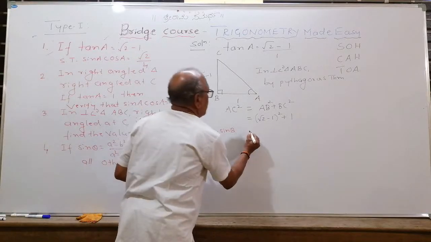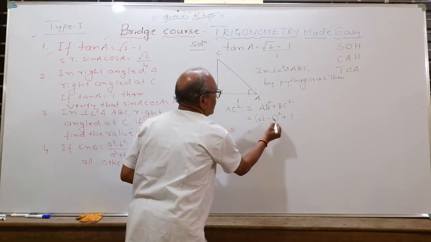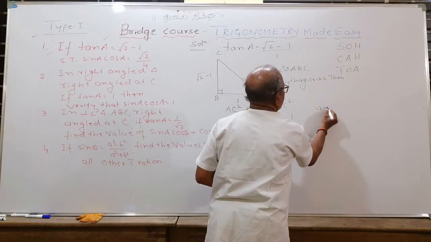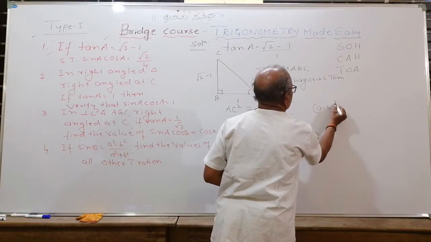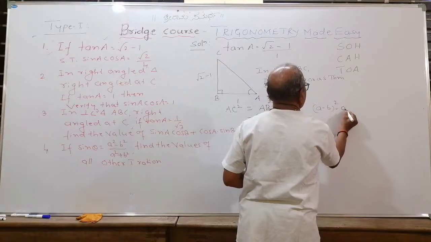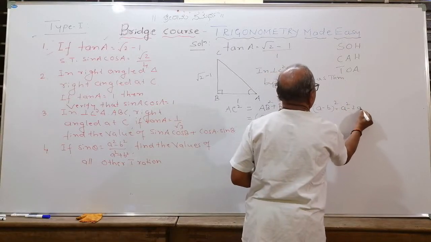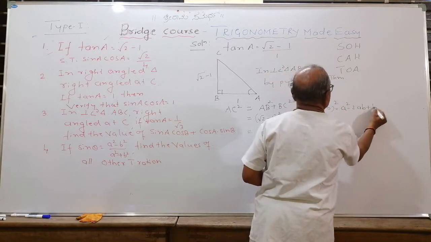AB square becomes the (A minus B) whole square formula. What is the (A minus B) whole square formula equal to? You will get A square minus 2AB plus B square.